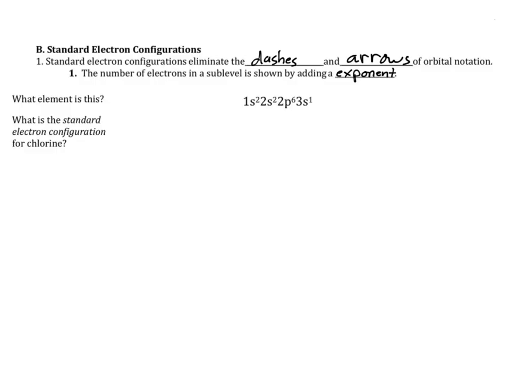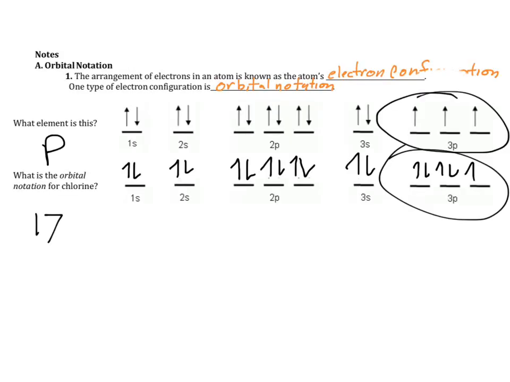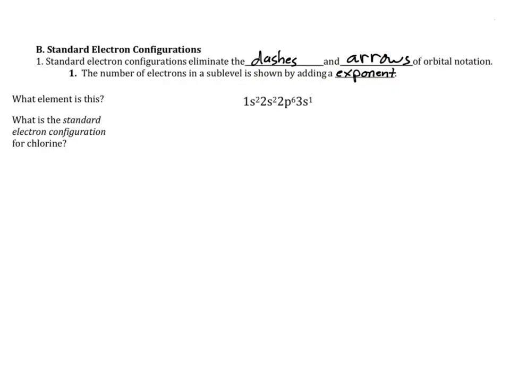All right, let's go ahead and move on to standard electron configuration. Now this is different than orbital notation because it gets rid of the dashes and arrows that are within orbital notation. So essentially, if you take a look here, we've got our dashes and arrows here, and it'll get rid of that, and instead of writing that, it will add an exponent that tells you how many electrons are in that sub-level.